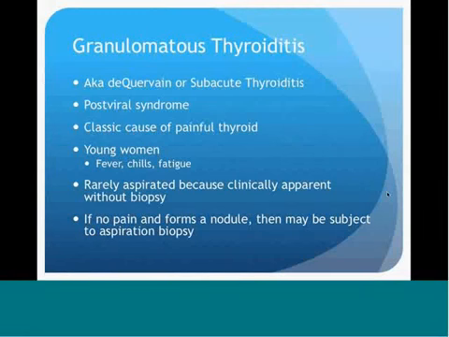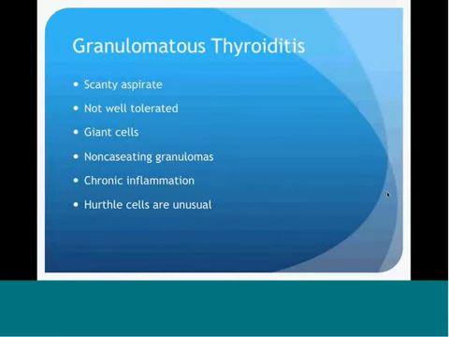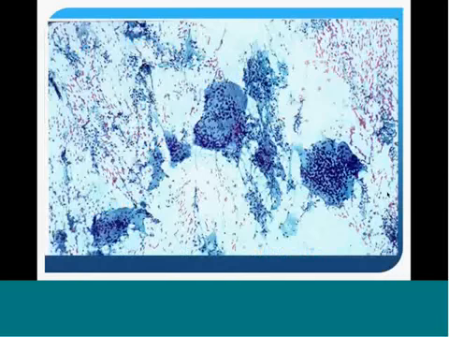However, when the patient is not in pain and there's a nodule present, aspiration biopsy may happen. It's not going to be a very cellular aspirate, and the patient is not going to tolerate it well because it's going to be painful. Giant cells or a granulomatous picture may be seen with chronic inflammation, and you don't see Hürthle cells, unlike Hashimoto's thyroiditis where you do see Hürthle cells.